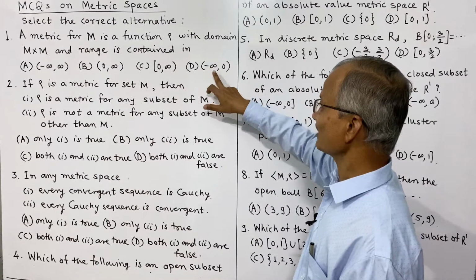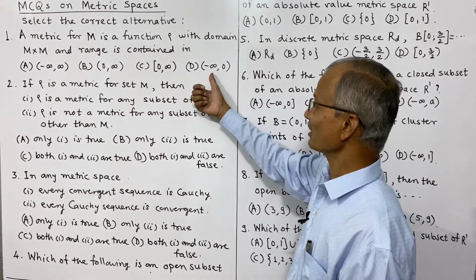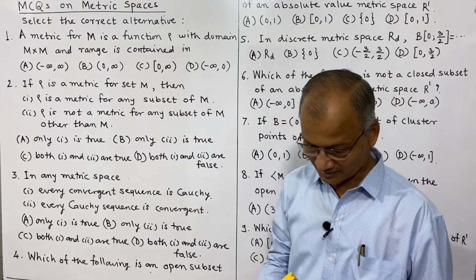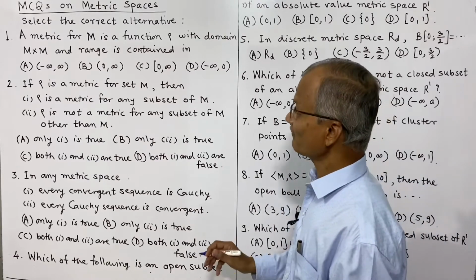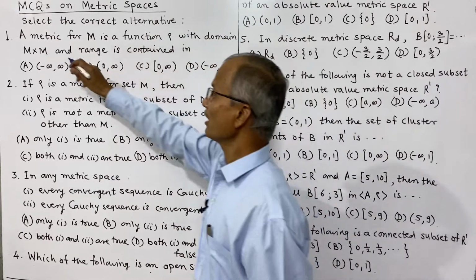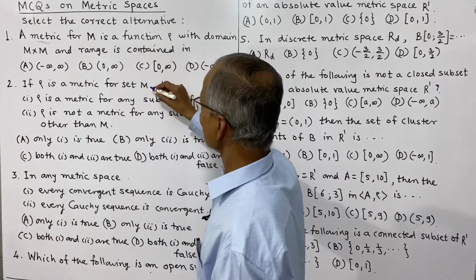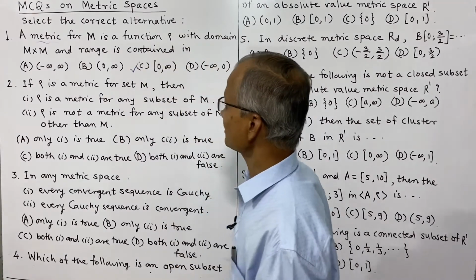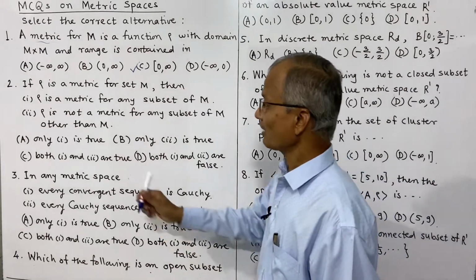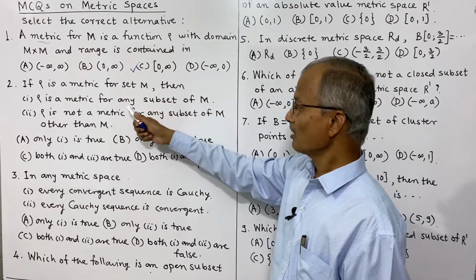And again you see, this is negative. Minus infinity to 0 means negative real numbers, and only the non-negative real numbers is the set C. So this multiple choice question depends on the definition of metric, and therefore here the answer is C. C is the answer.